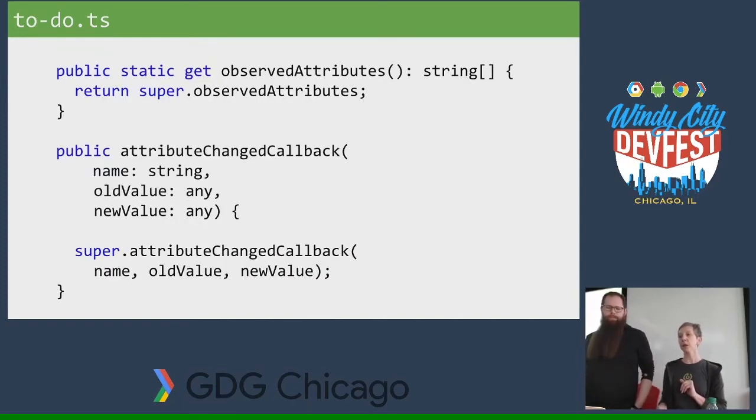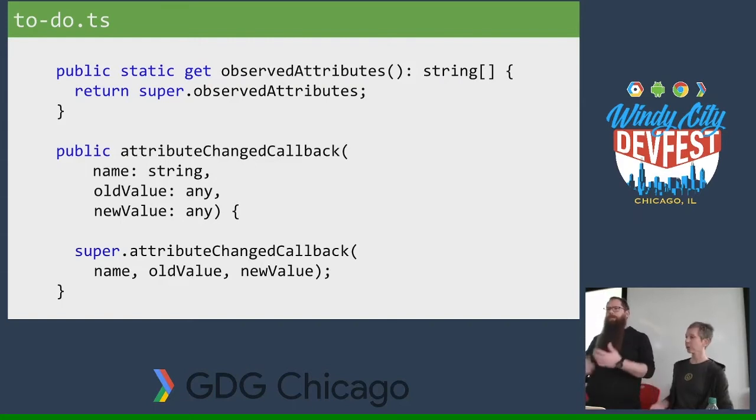And same deal with these methods. The observedAttributes and the attributeChangedCallback are part of the custom element standard. And again, these are exposed to you to modify if you want, but you don't have to. You can just leave them alone if you don't need to change anything.